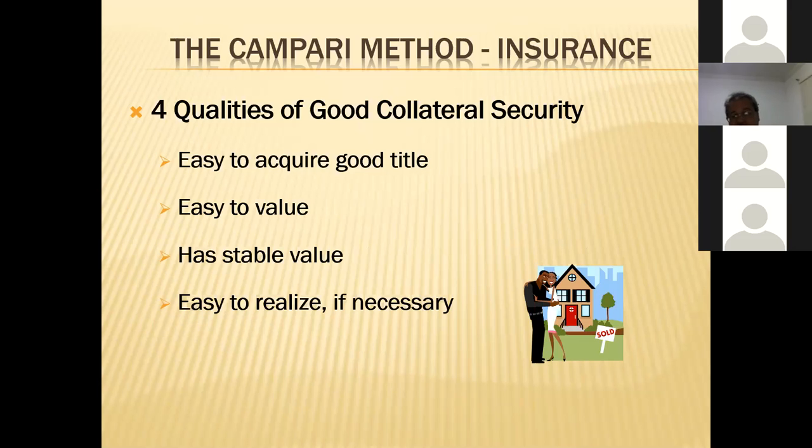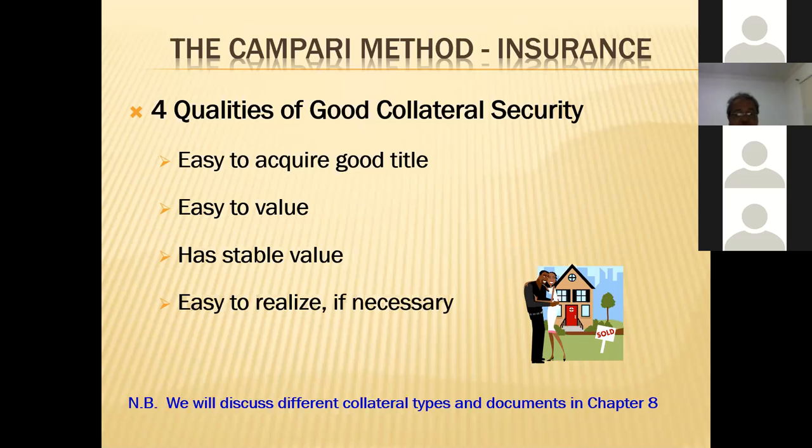If it's a car, you're at the mercy of whether or not the person took good care of the car. So it may not have depreciated in line with normal depreciation. It may have depreciated at a faster rate because the customer beat up the car, in Bahamian vernacular. Okay. Right. So we will look at the different collateral types and related documents in more detail in chapter 8. Okay.